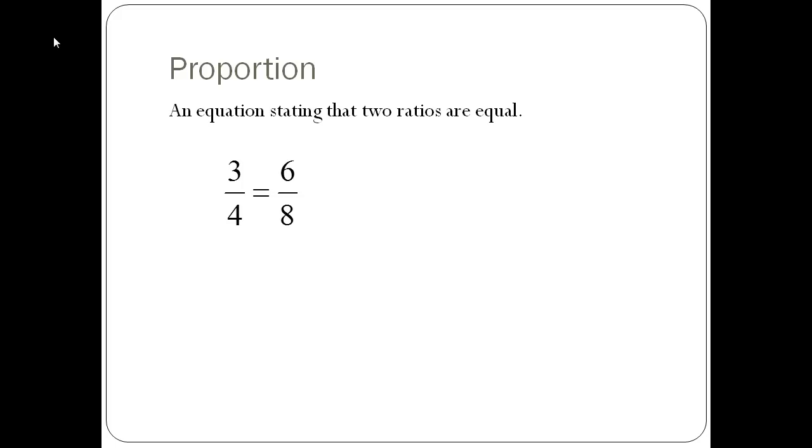So in my case, 3/4 equals 6/8, which I know is true because 6/8 reduces to 3/4. It's just doubling it. So anytime you have two fractions or two ratios, which are just a fancy term for fraction, equal to each other, then you end up with what's called a proportion. And we use these proportions all the time for finding extra bits and whatnot.